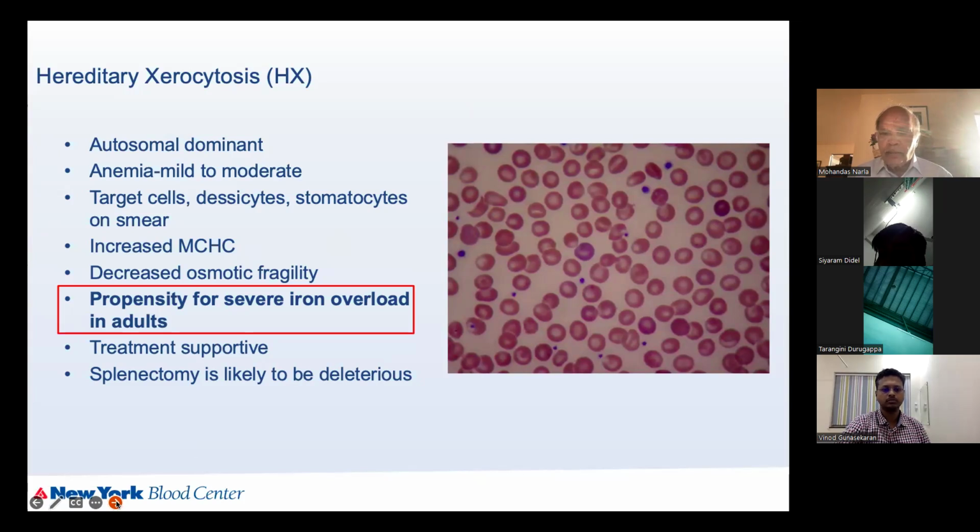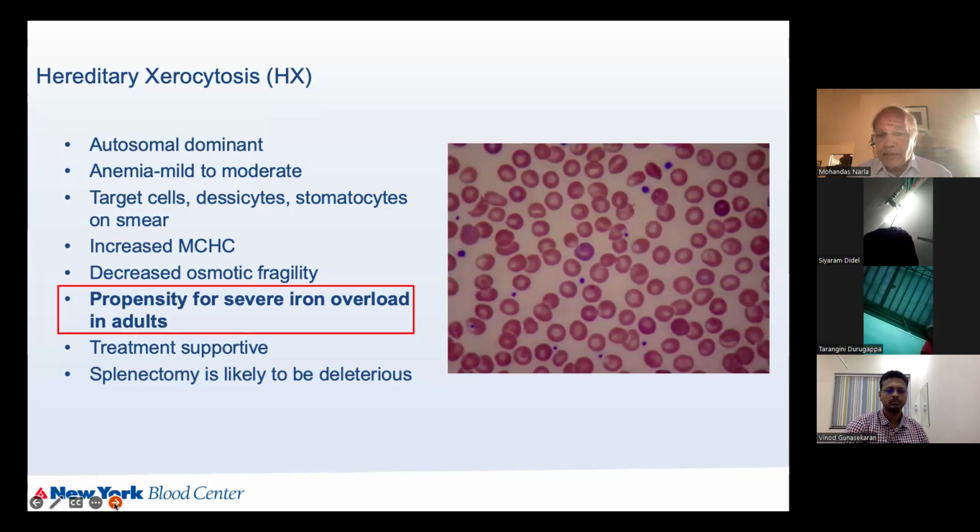And because they lose cell water, when you do osmotic fragility tests, they have decreased osmotic fragility, which is in contrast to spherocytosis and elliptocytosis. We have increased osmotic fragility there, which has long been used as a test for these disorders. An important point about hereditary xerocytosis is that it is not as rare as people think, because a lot of diagnoses are missed because the anemia is very mild. And so the best way is really to keep an eye out for it.